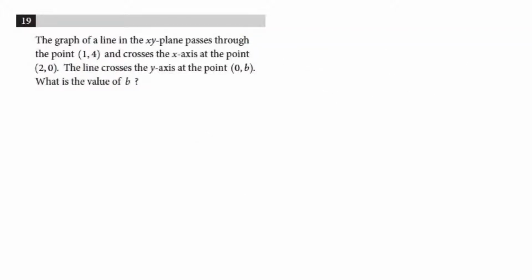19. The graph of a line in the xy plane passes through the point 1, 4 and crosses the x-axis at the point 2, 0. The line crosses the y-axis at the point 0, b. What is the value of b? Okay, for this, let's do a little sketch real quick. We have the point 1, 4 and the point 2, 0. So it's going to be something like that.